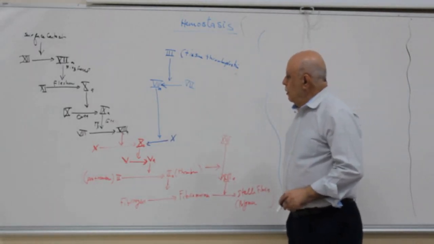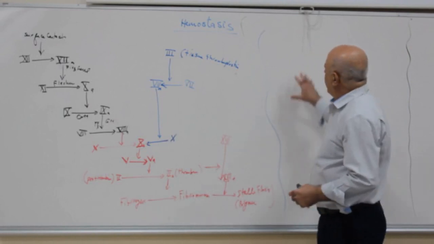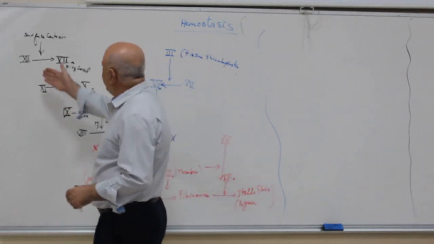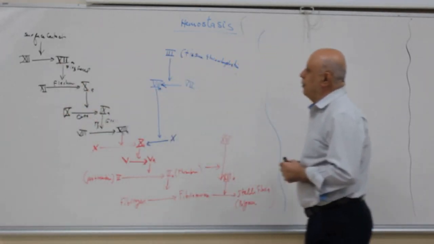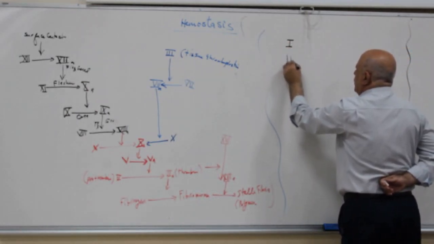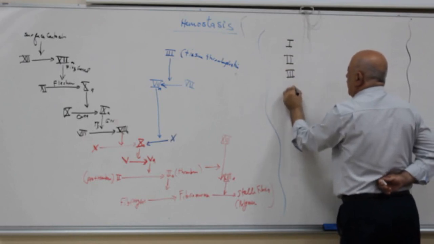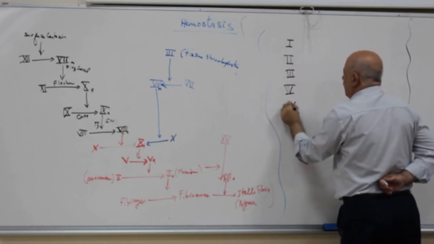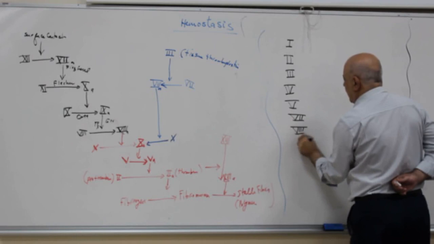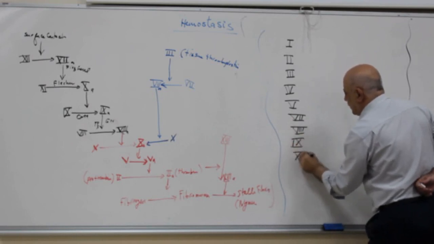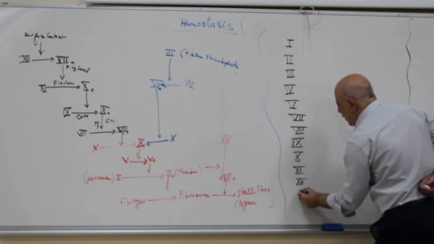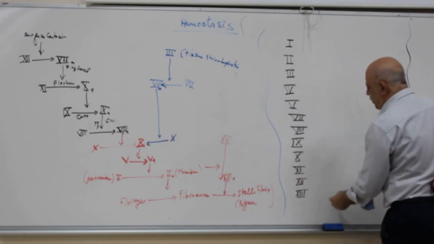Now, we said we have clotting factors, and each clotting factor is given a Roman numeral. Clotting factor 1, 2, 3, 4, 5, 7, 8, 9, 10, 11, 12, and 13.